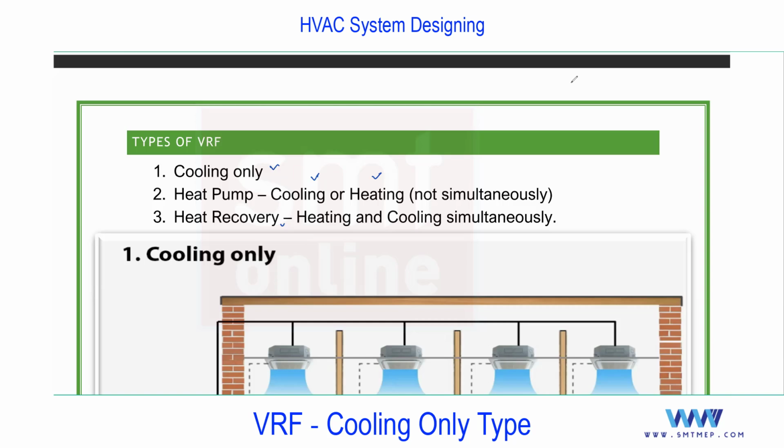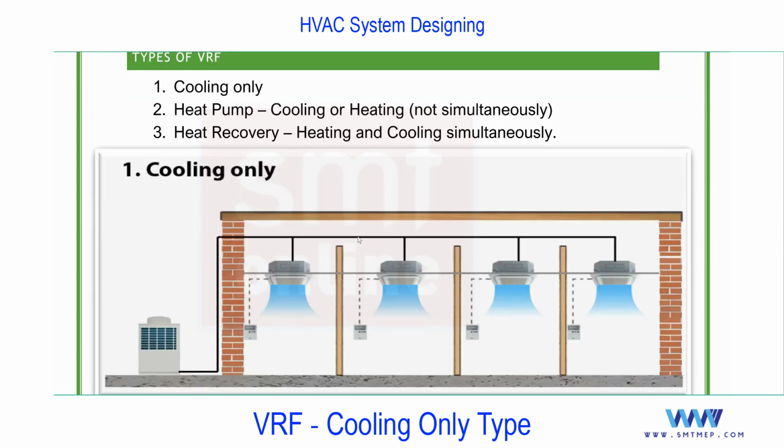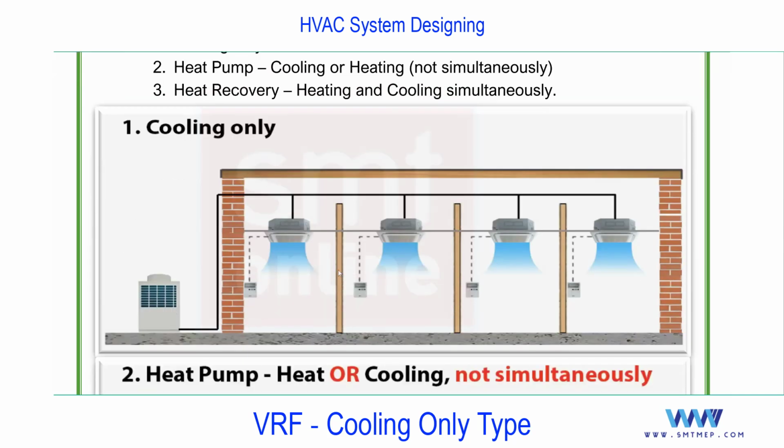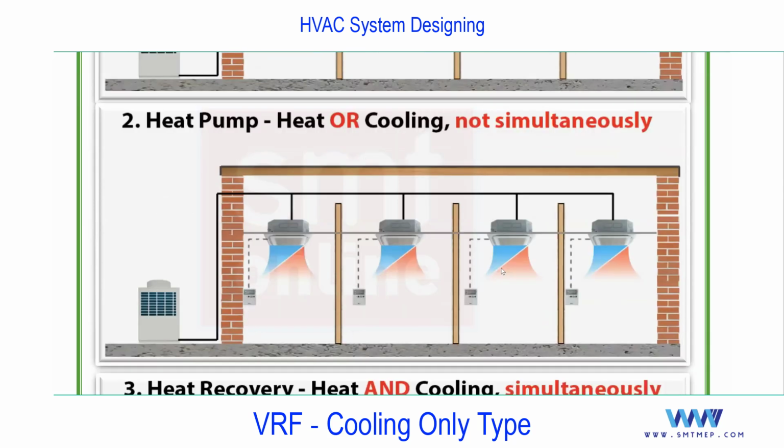So what I explained, the same in the images. You see, first cooling only: one outdoor connected with 4 cassette type FCUs. It can be more than that, and they can be of different types and different capacities, and all are calling for cooling. This shade of blue represents cooling. Second, you see the heat pump: one outdoor connected with multiple indoors. It can be used for cooling or heating, any one, not both at a time.